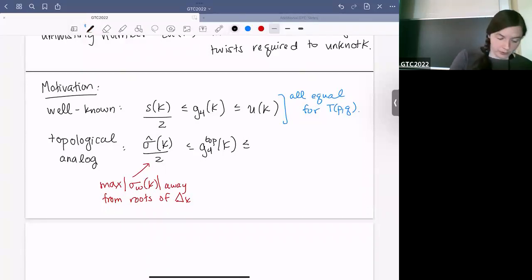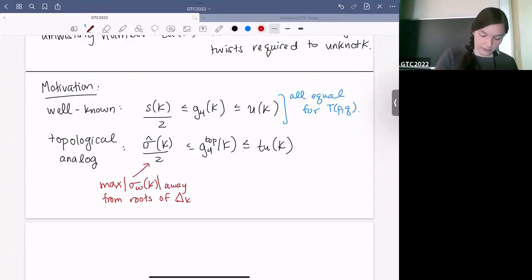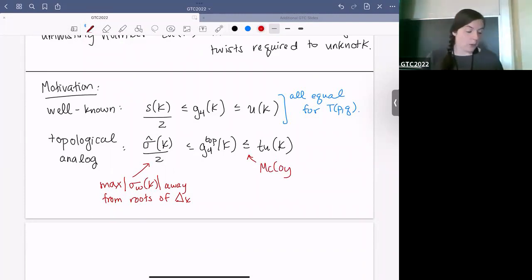And more recently, it was shown by Duncan McCoy that the untwisting number is an upper bound. So here's our analogous statement. We should give credit to Duncan McCoy here. And this is a really interesting inequality, and a really hopeful conjecture might be that all three of these are equal for all torus knots. Very, very hopeful. I have no idea how to prove that.